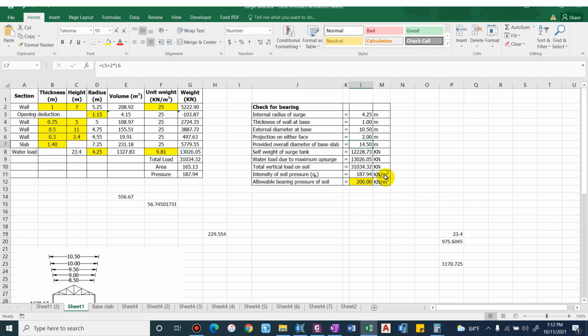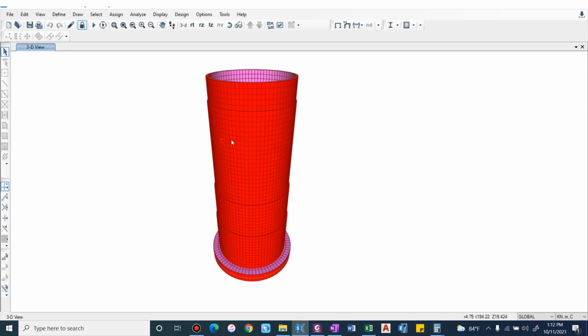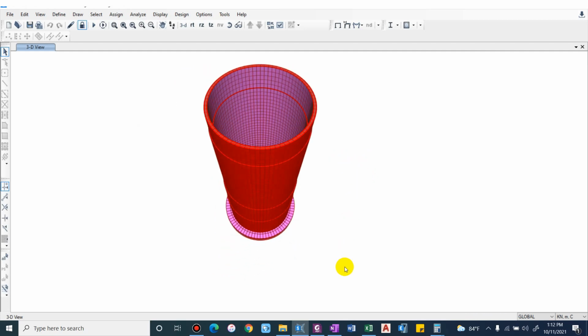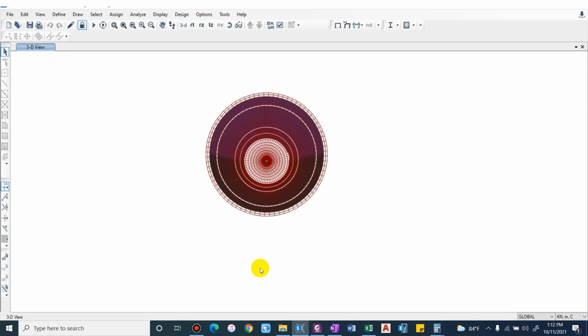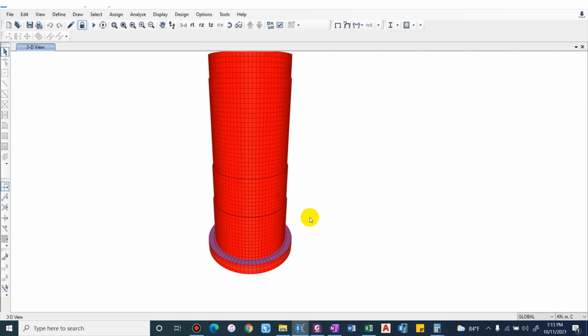So in this way we have computed the bearing pressure of soil and calculated the base width of the slab. Now we'll go into the modeling. Now let us go to SAP. Okay, so this is what we are going to model, and I just wanted you to be clear about the sizing of the base plate, and now we'll model.